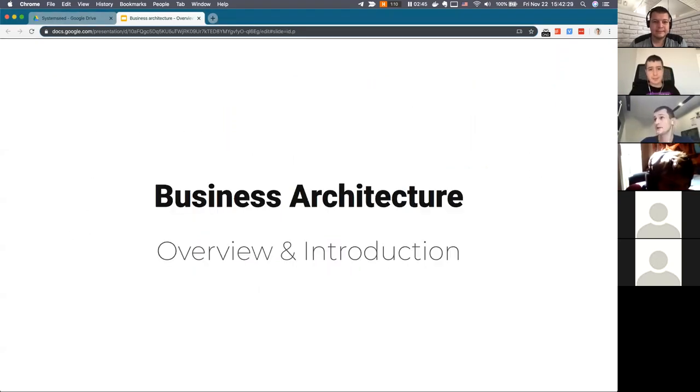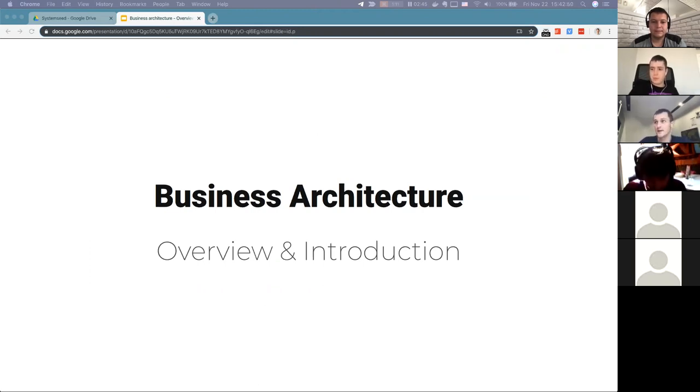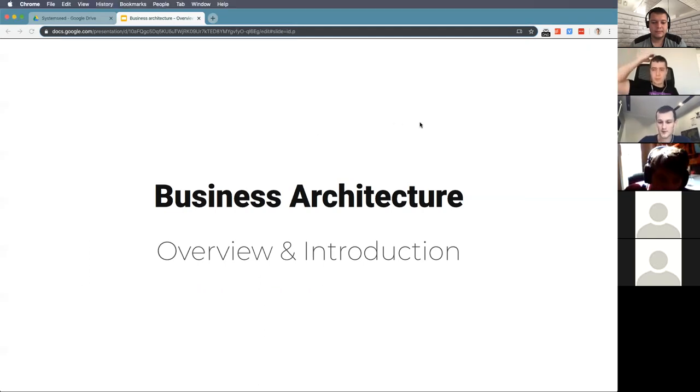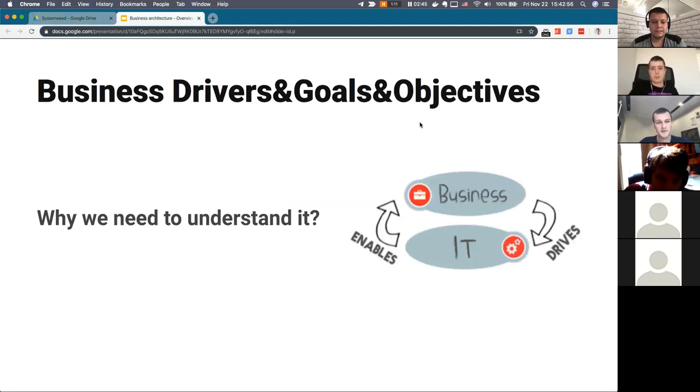So recently I learned some very interesting stuff, and I would like to share what I figured out with the team. So today we are going to talk about business architecture. It will be like a lightning talk with a high-level overview and introduction. As first point, we will be talking about business drivers, goals, and objectives.